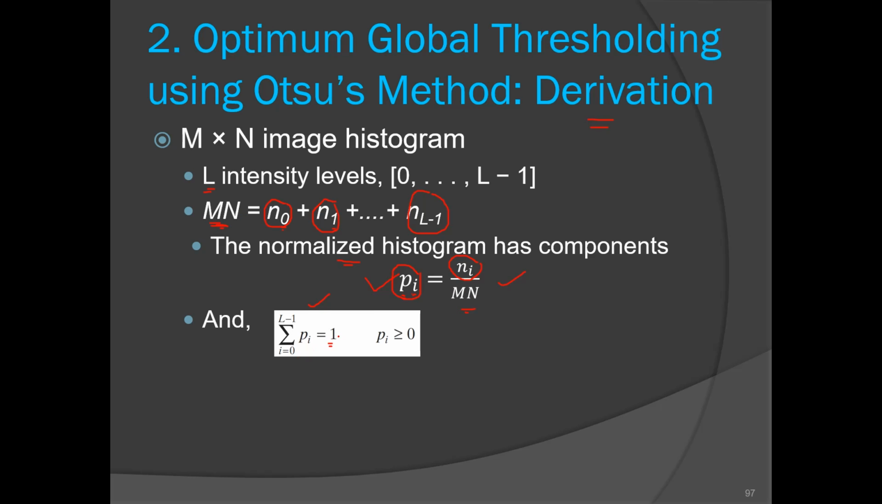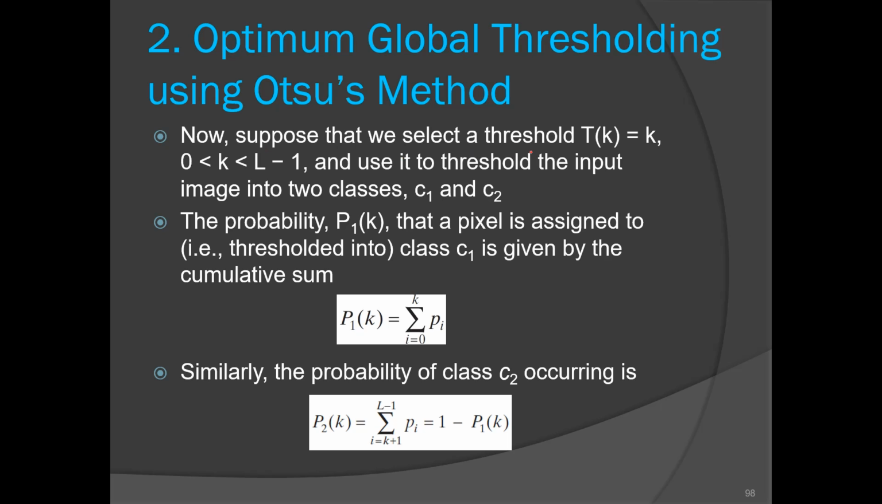Now suppose that we select a threshold k. We will be calculating this equation for different values of k, and we will decide that k with the highest interclass variance. So suppose that we select the threshold as k. k will be between 0 and L minus 1, and is used to threshold the input image into two classes.